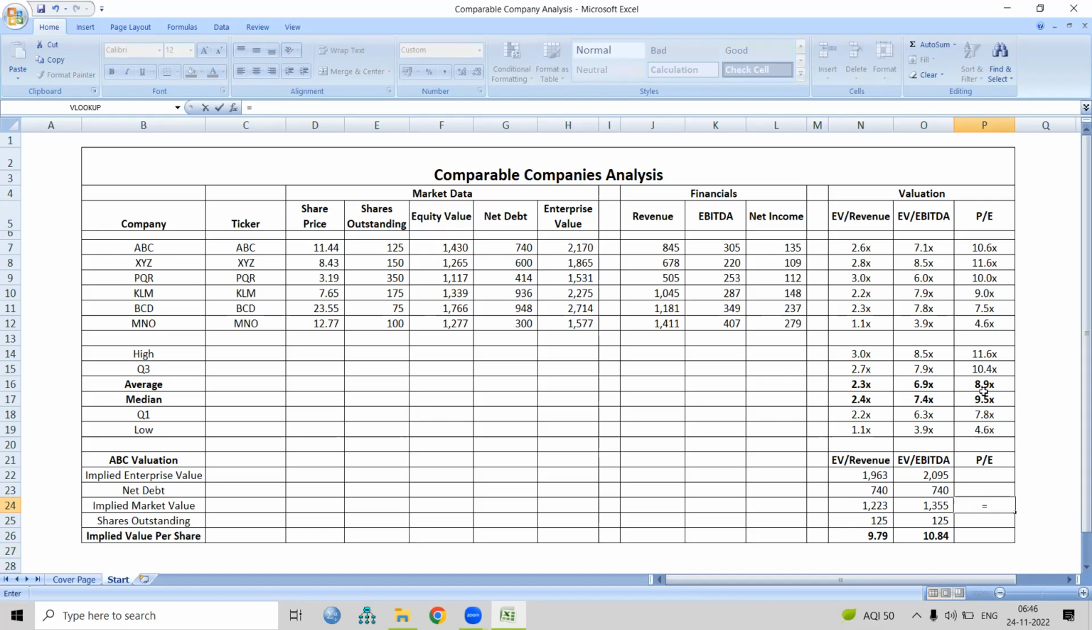How do you fix up the market value? The average PE ratio is 8.9, which is in reference cell P16, times. So what does it say? 10.6 times of the earnings is the market value of the equity. In the same line, we put the same equation: is equal to the average 8.9 times of the net income or the earnings, which is in L7. P16 multiplied by L17.